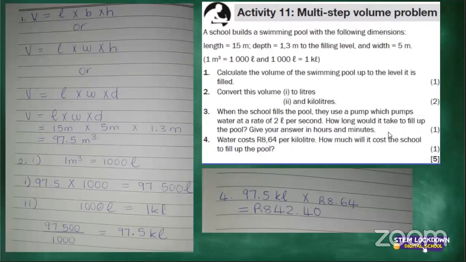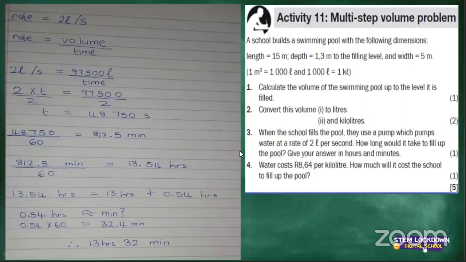The answer is on the next slide. Let's go through it together. The rate is given to be 2 liters per second. So looking at the rate, you can work out the formula. Liters is used to measure what? Volume. Seconds is used to measure time. That's why the formula for this rate is rate equals volume over time. We got the formula from the rate that is given to us.